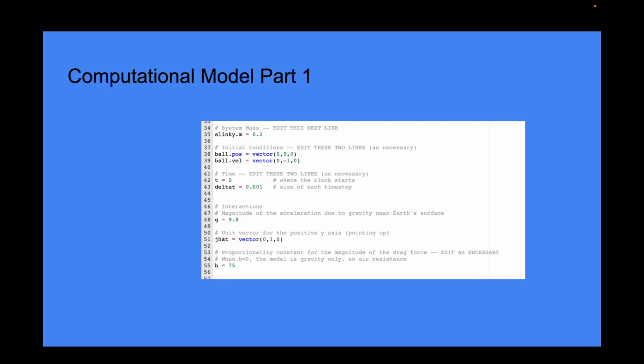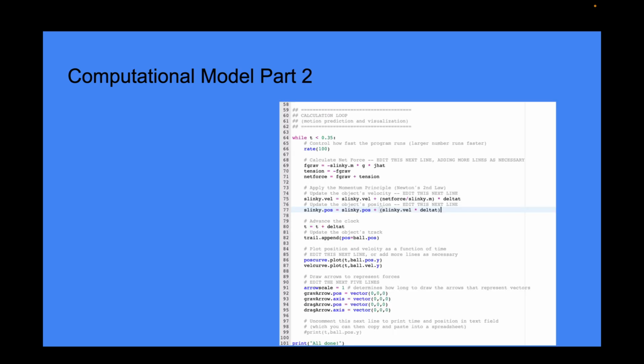Here's part 1 of my computational model. I set the mass of the Slinky, and then I set the initial position vector and initial velocity vector. Then I have the gravitational constant, the unit vector, and the drag constant, which I got through trial and error.